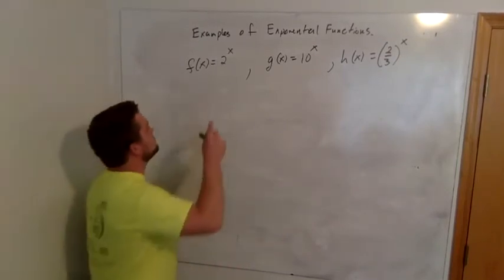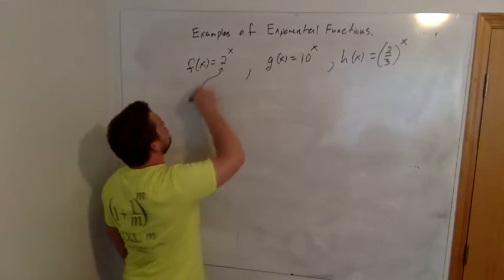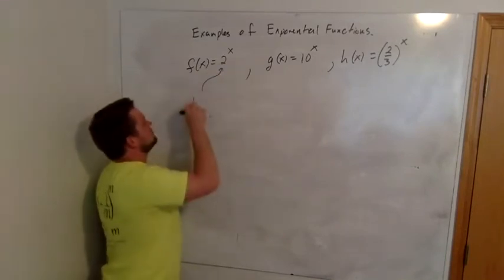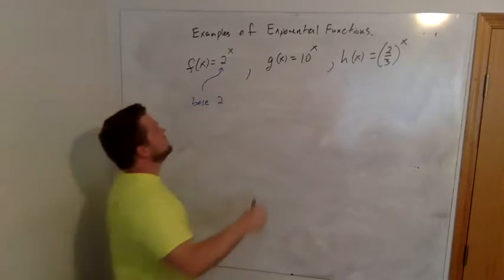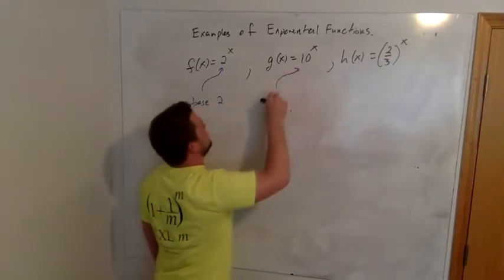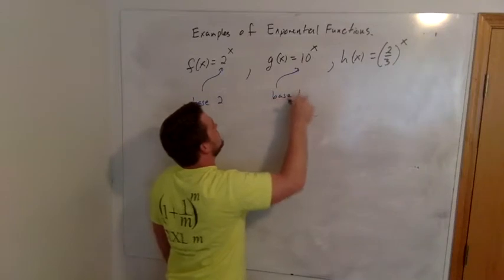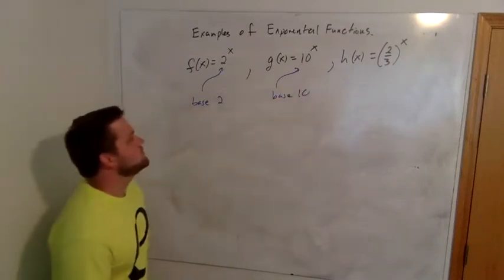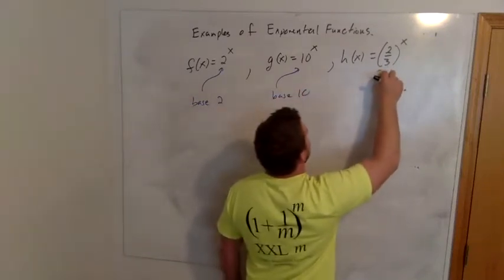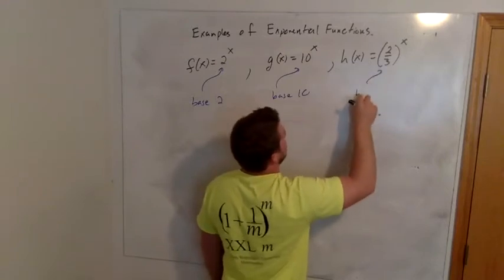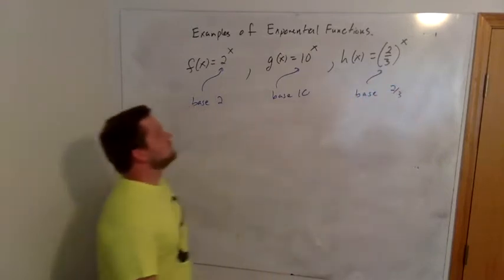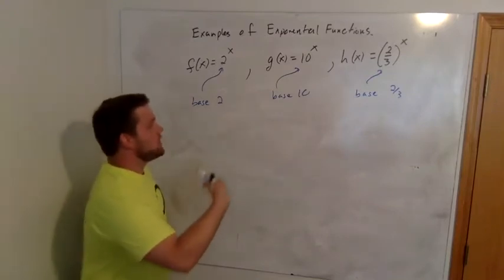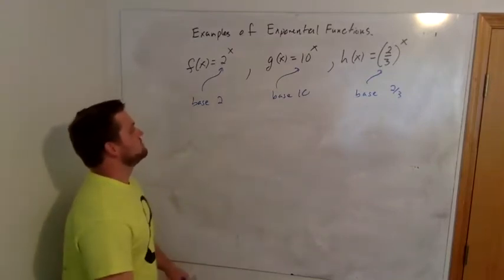So the 2 right here is what we call the base. So this is the base of the exponential. The base here is 2. Similarly over here we would have a base of 10. Base 10, this is a base 10 exponential. Over here, we can have a fraction as a base. Here, the base is 2/3. So the number that's being raised to a power is what we call the base.